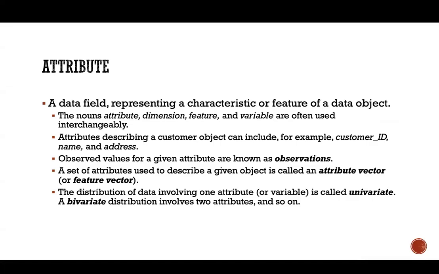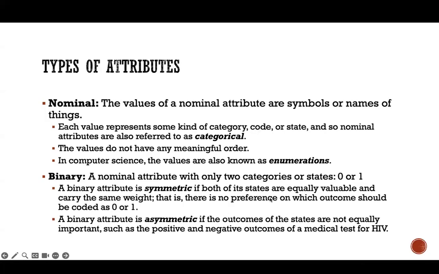The distribution of the data involving one attribute, for example, just the age of the customer, is called univariate. But if we are using more than one attribute, so age as well as the monthly income of the customer, then that becomes a bivariate distribution. If we use three, then trivariate, and so on and so forth. So we could be using different numbers of attributes, and therefore we'll have to understand the data in terms of distribution involving all those attributes.